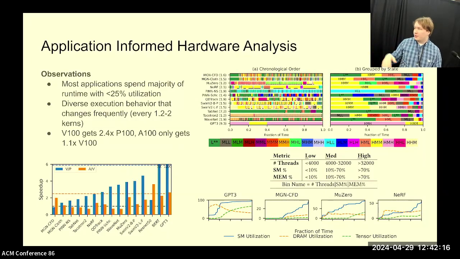And then the third observation is that we see Volta gets about 2.4x geomean of Pascal speedup, and Ampere only gets about 1.1x Volta, despite doubling the peak tensor performance, by the way.